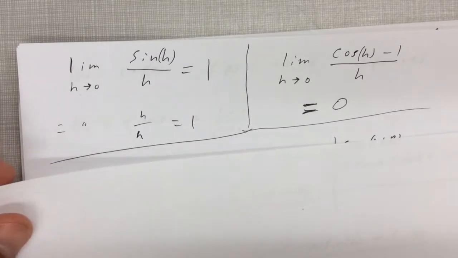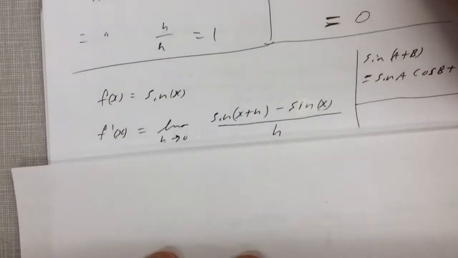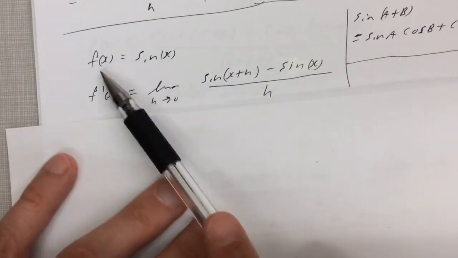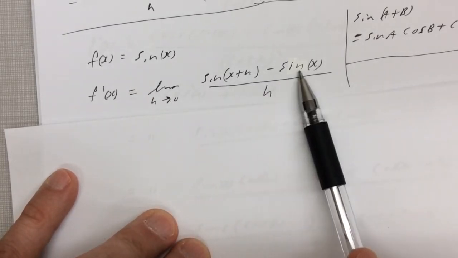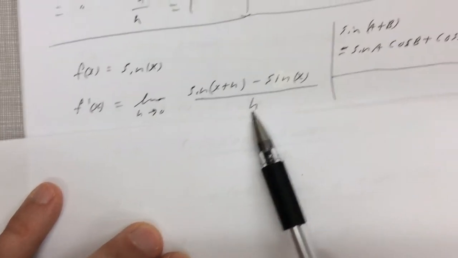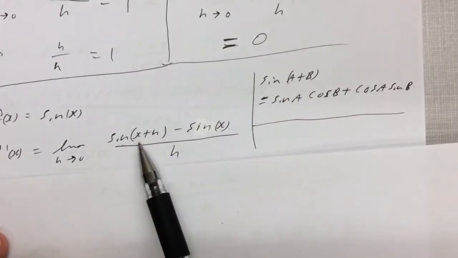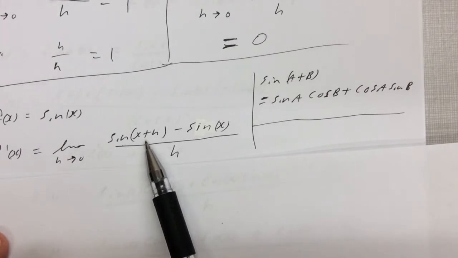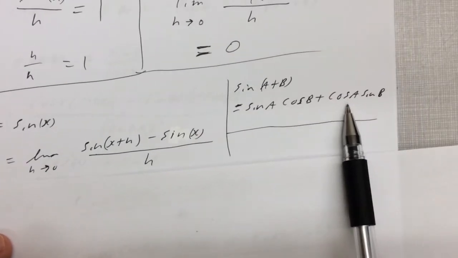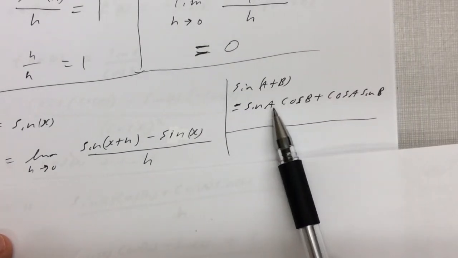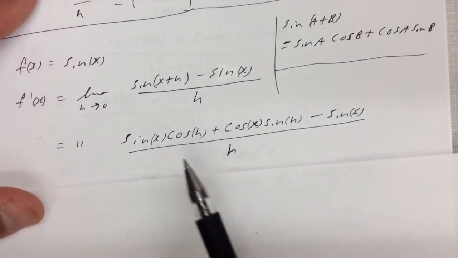Now we're going to use these to try and find the derivative of sine of x using the limit definition. Okay, so sine of x is the function, then f prime is the limit as h goes to 0 of sine of x plus h minus sine of x all over h. Now we have to use this formula here, sine of a plus b, the compound angle formula, to simplify this sine of x plus h. Okay, so here's the formula for the compound angle of a plus b. So we're going to put an x and h into those. And we get this nice expression here.